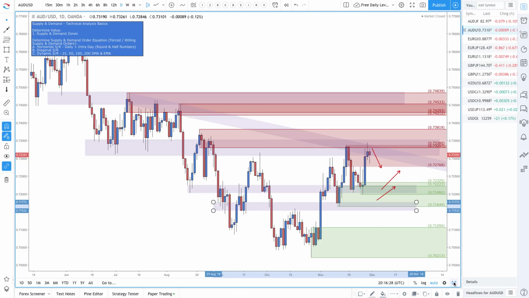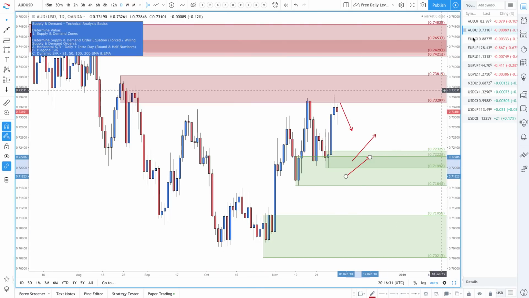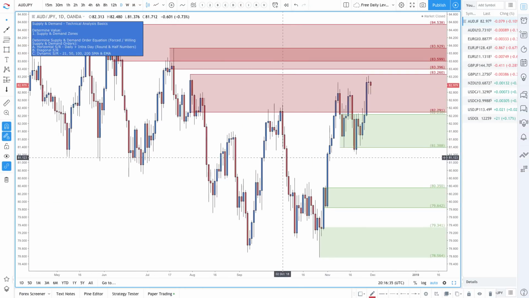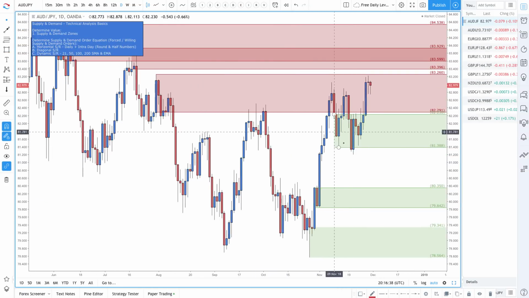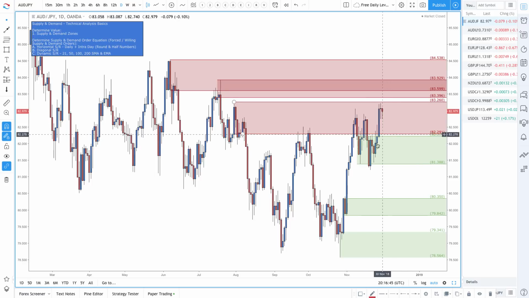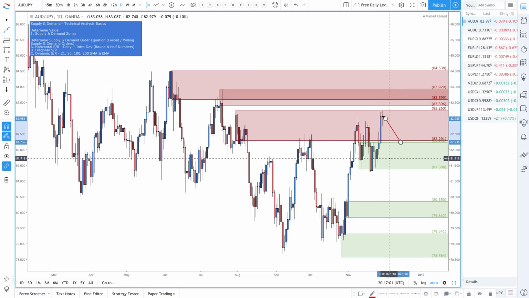And finally, let's move on to the Australian dollar, Japanese yen. And again, we had this demand zone here, which prices did react this week. Looks like risk was potentially on. Stock market was quite bullish this week, I think, last time I checked. And so risk on. The Australian dollar benefits from a risk on environment. So we come up into the higher end of this supply zone. So potential sells at the moment.